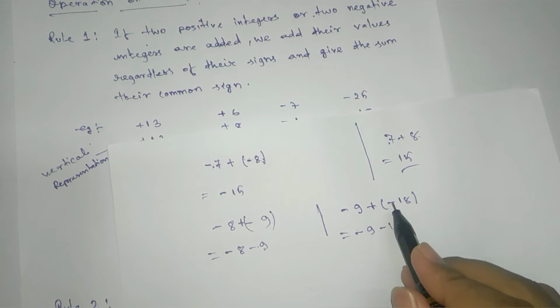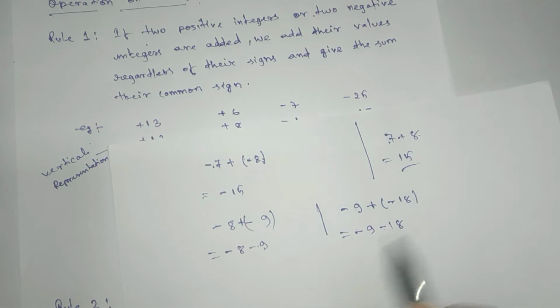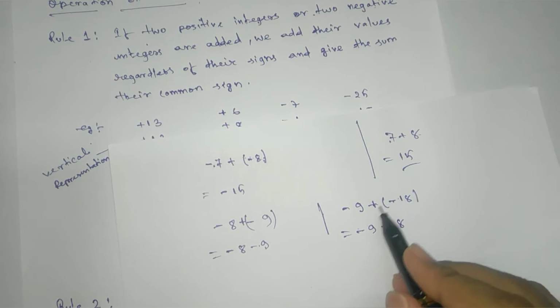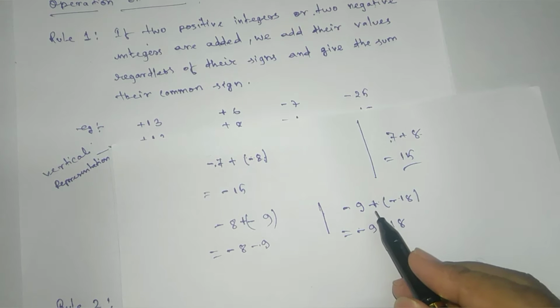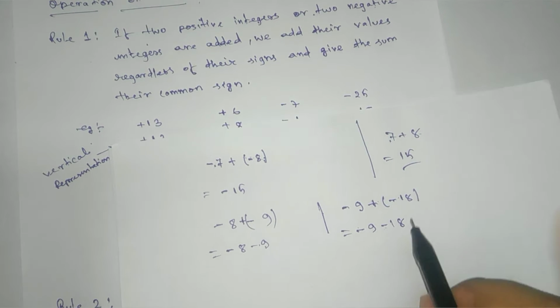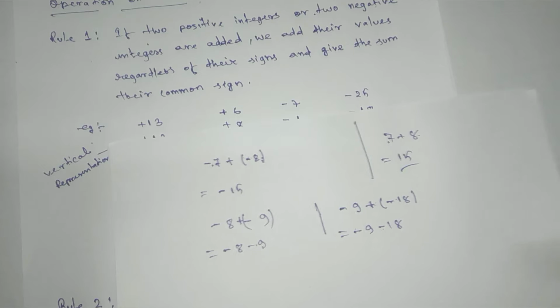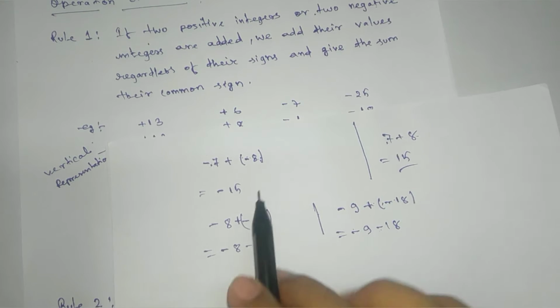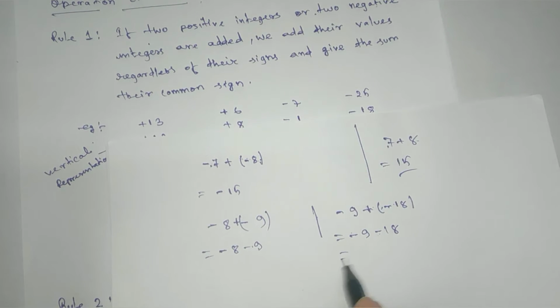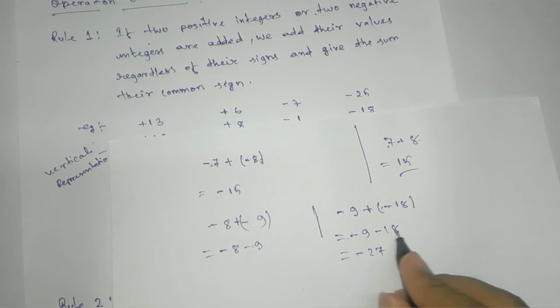So here plus and minus give you minus. In multiplication we are going to learn this one: if there is nothing in between the bracket and this symbol, that means there is a multiplication symbol, and plus and minus will give you minus. We'll see that in the next video. Right now just look at this presentation and this presentation. Here both are negative, so you will get minus 27. That means we are adding here.